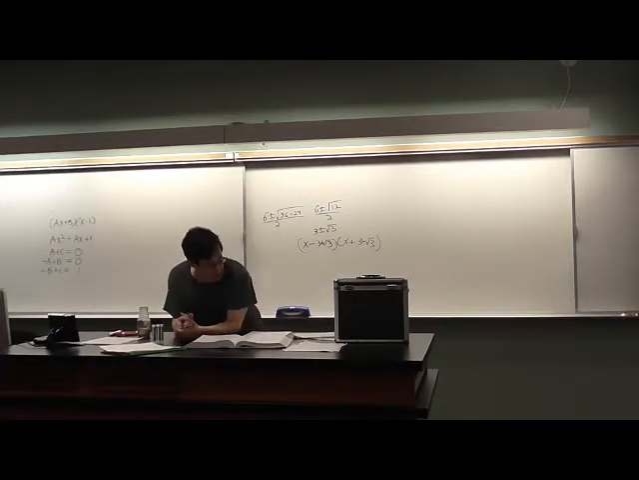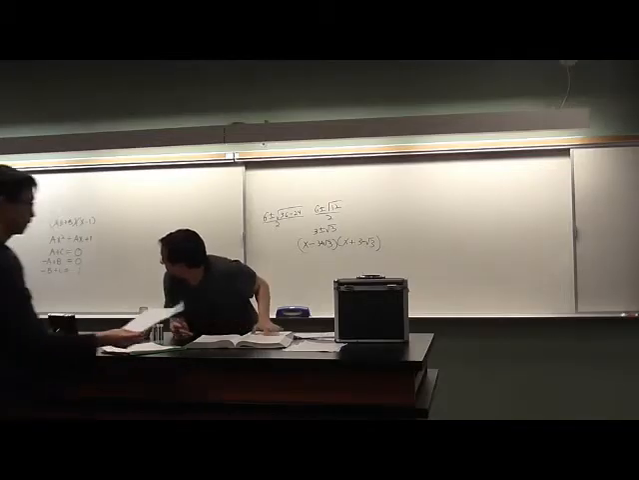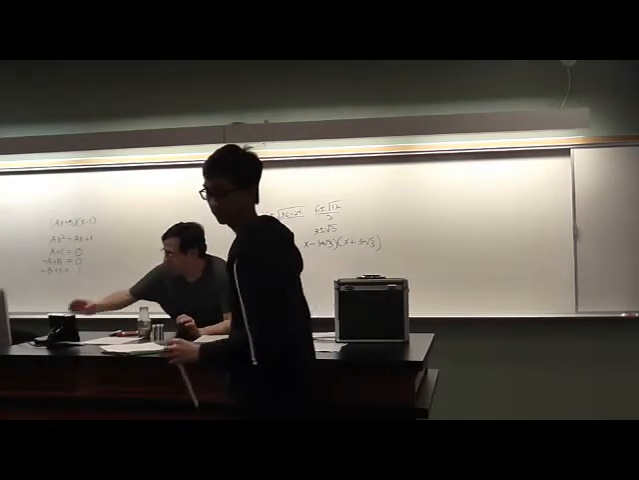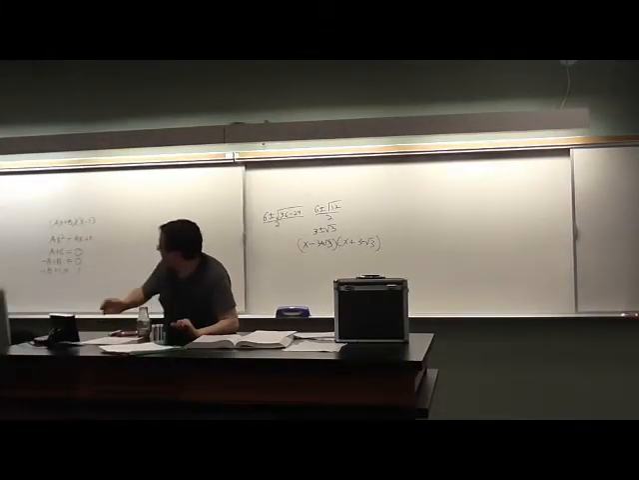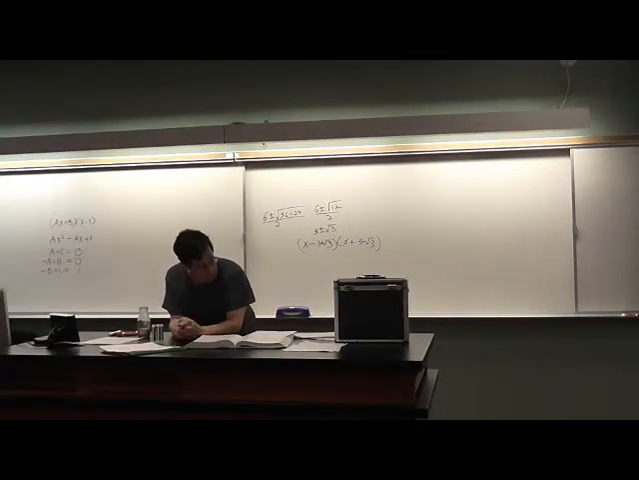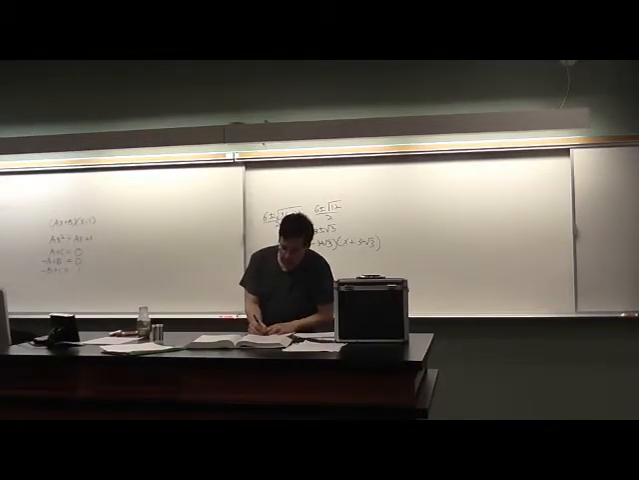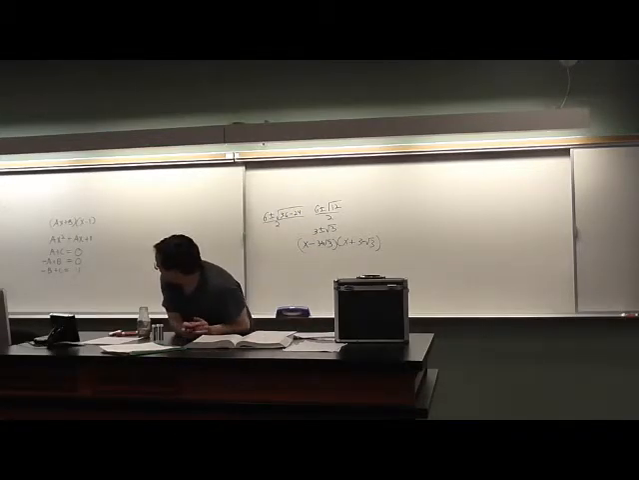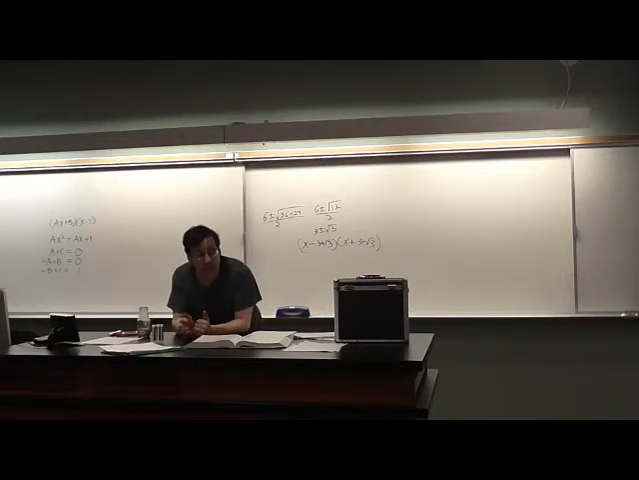So, number one is so straightforward that I'm just going to ask someone who feels confident to tell me what A and B are. A equals 1 and B equals negative. Okay. So that was really simple, and all of you should have that by now, right?